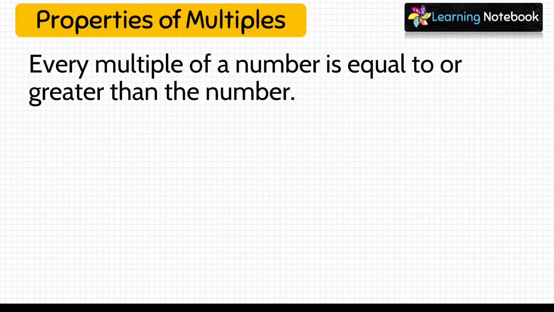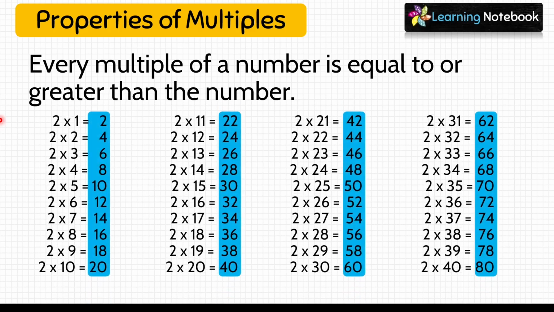The next property of multiples is every multiple of a number is equal to or greater than the number. Let's again consider multiples of 2. Here students, you can see every multiple of 2 is either equal to 2 or greater than 2. So remember that the multiple of a number can never be less than the number.